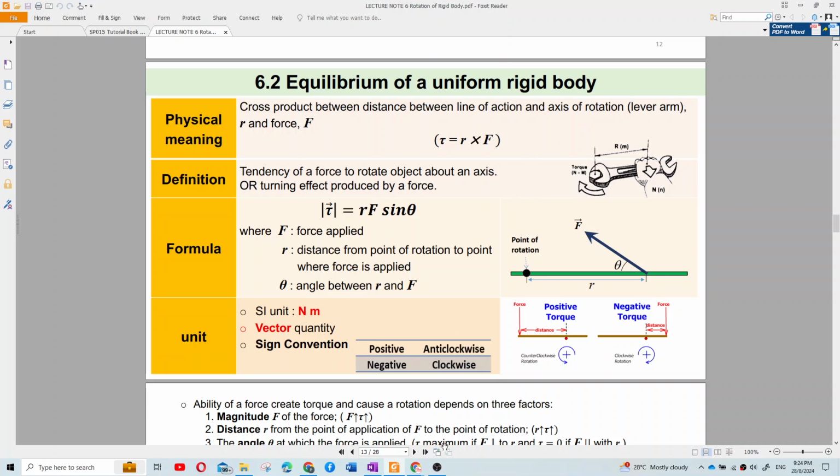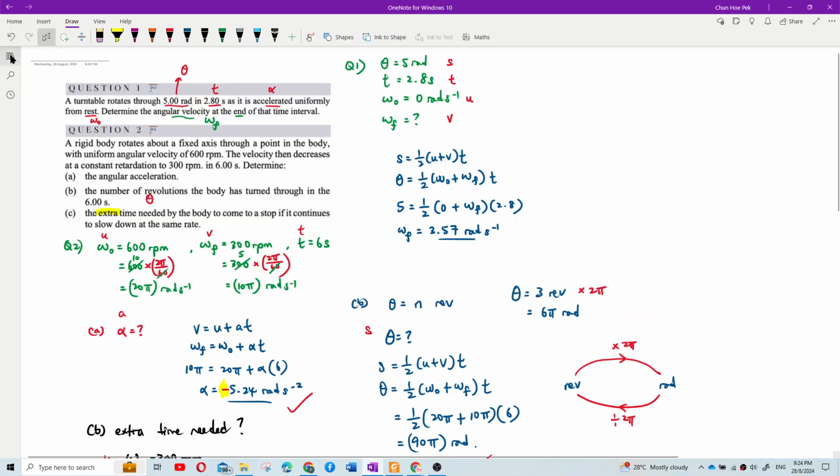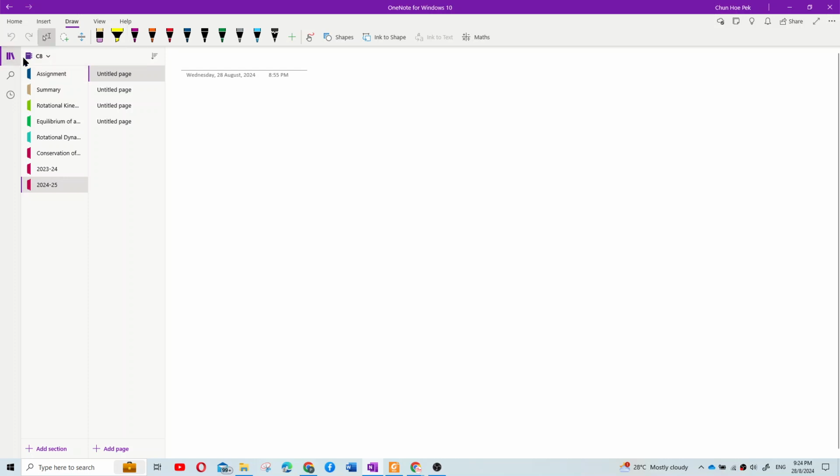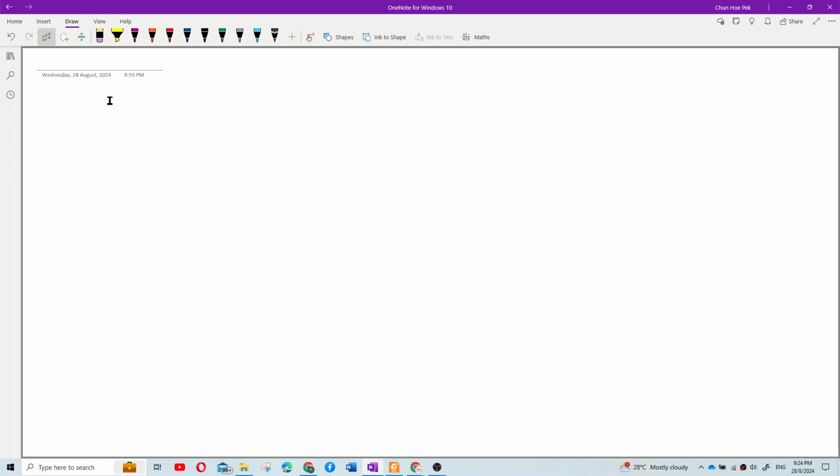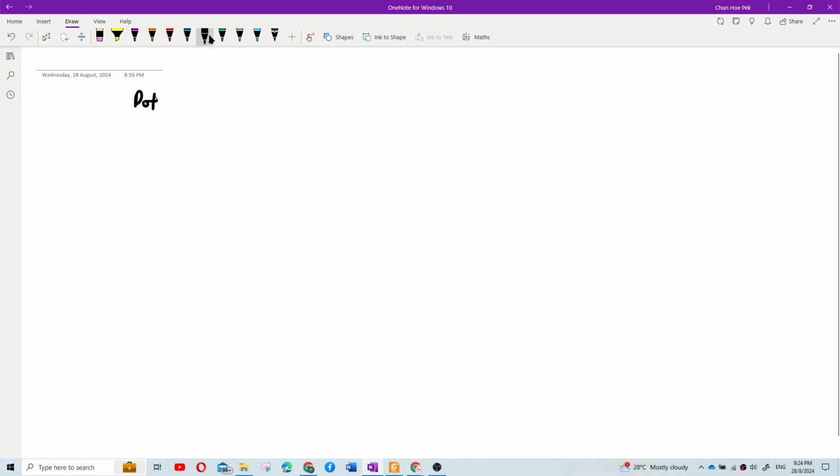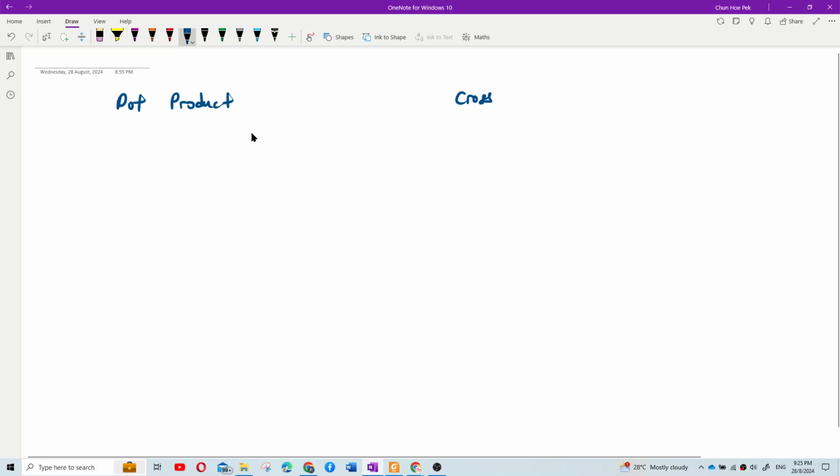Okay, so I want to relate this talk to something you learned before. Do you still remember you learned about multiplication of vectors? For multiplication of vectors, we have a dot product and we have a cross product. These are all multiplication of vectors.